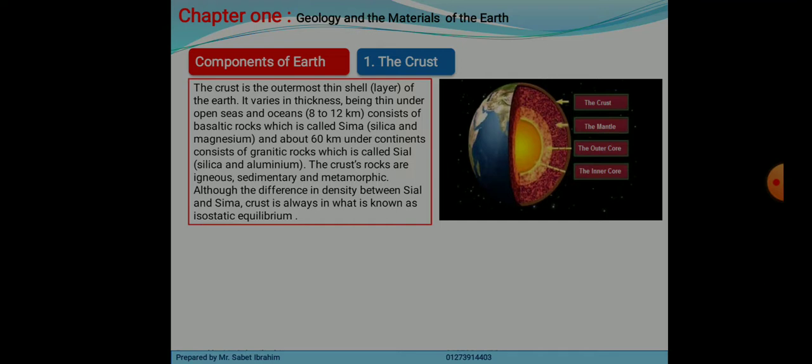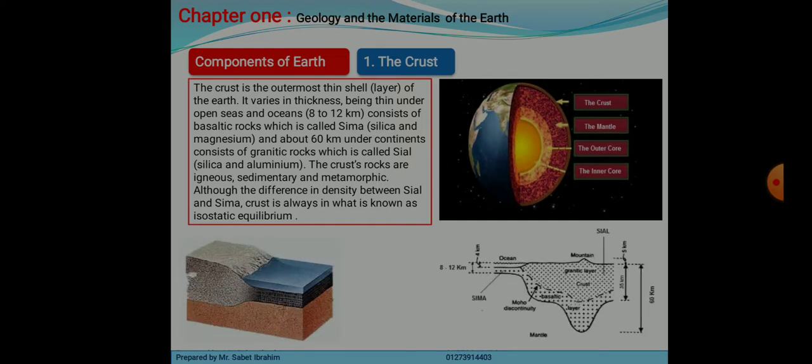The crust rocks are igneous, sedimentary, and metamorphic. The difference in density between sial and sima crust is always in what is known as isostatic equilibrium. As we see here, the thickness of the Earth's crust is thinner under seas and oceans and thicker under continents.